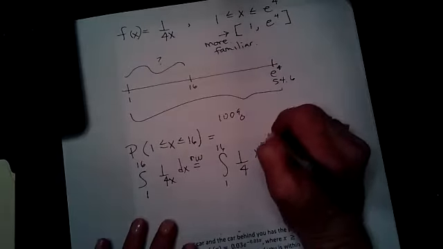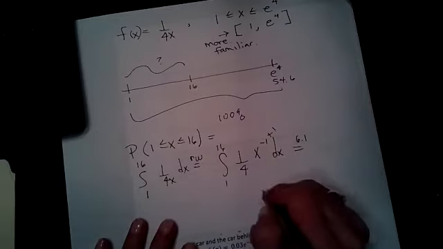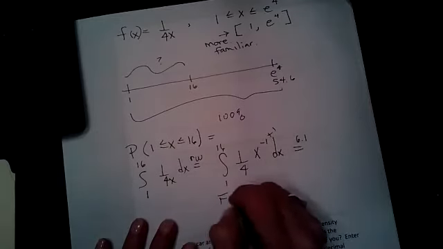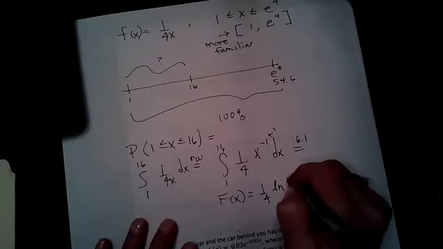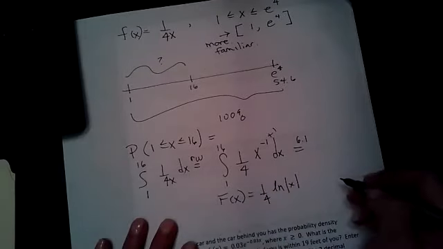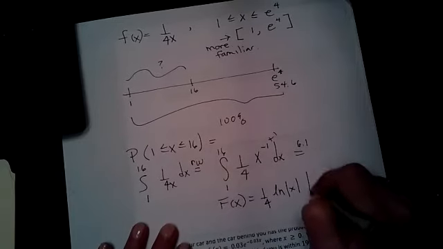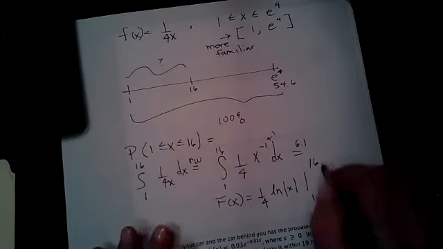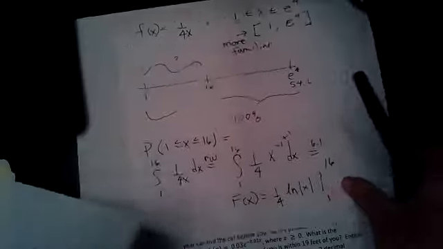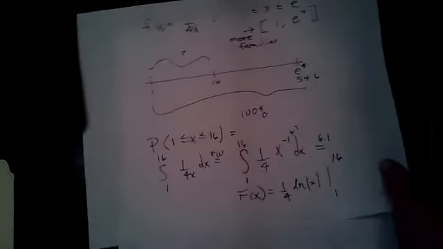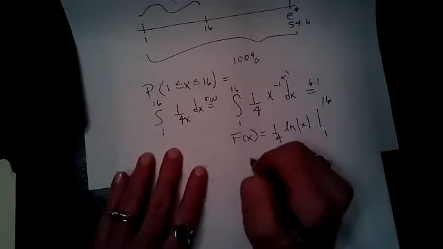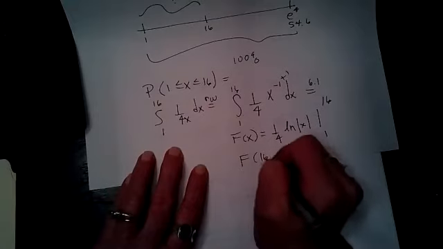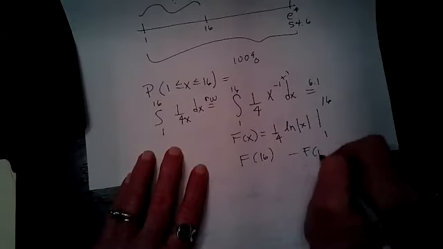Okay, so what happens when I add 1, I get 0. So what does that mean? That my antiderivative is what? 1 over 4 times the ln of the absolute value of x. And I'm going to evaluate it from 1 to 16. So we know how to do that. We do it on our calculator. So that's f of 16 minus f of 1.